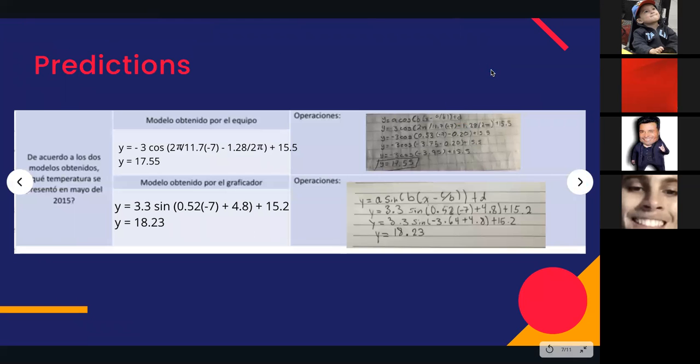We also wanted to predict the temperature presented in May from 2015. To know this, we changed the value of x to what was supposed to be the position of May according to our table, and it was supposed to be the month -7. So after substituting, all we did was the math, and the result was that for the equation we made, the predicted temperature would be 17.55 degrees, and for the one made by Desmos it would be 18.23 degrees.